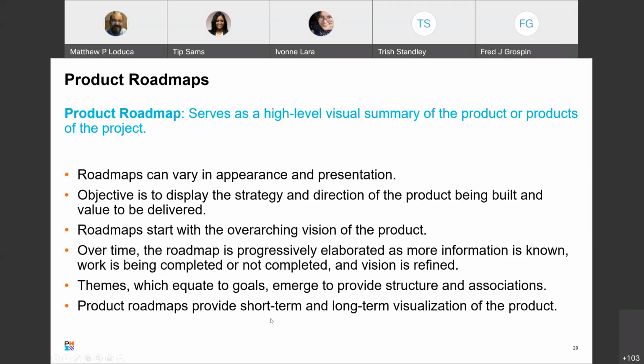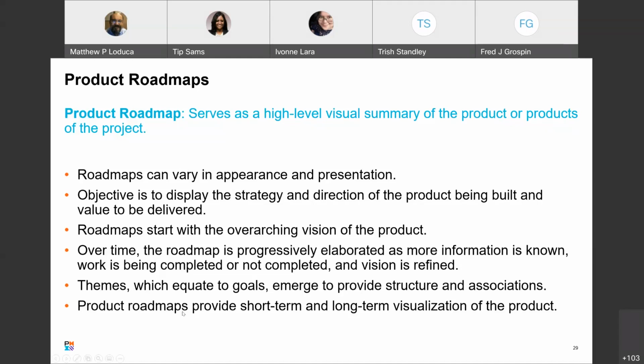Product roadmaps provide short-term and long-term visualization of the product. So we have a roadmap and we have milestones along the way. Here's the 6 month. Here's the first quarter, second quarter, third quarter. Here's the 1 year. Maybe it's a 5-year goal. That end of the roadmap is 5 years off, or 10 years off, or whatever.